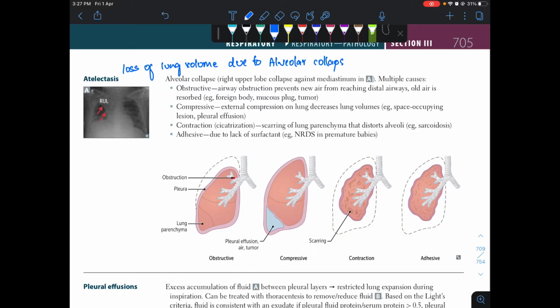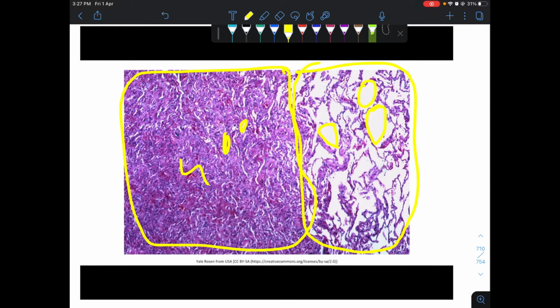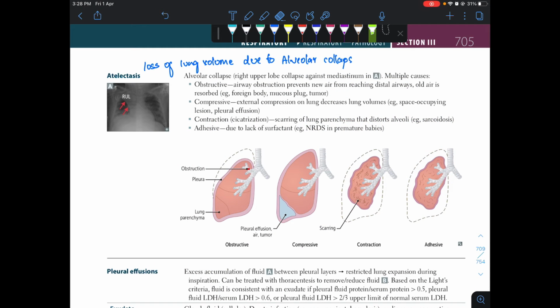Now let's study atelectasis. Here there will be loss of lung volume due to alveolar collapse, and we have obstructive, compressive, contraction and adhesive atelectasis. As we can see in this figure, this is the compressed alveoli with no air spaces between the alveoli, and this is the normal alveoli with air spaces for gas exchange. In obstructive atelectasis, the obstruction can be due to a foreign body, mucus plug or a tumor.